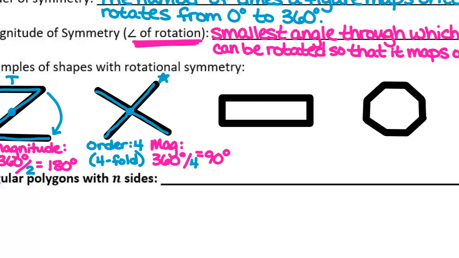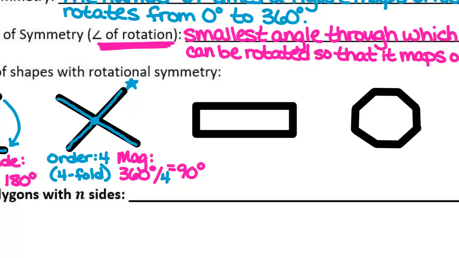All right. What about this rectangle shape? Do you think that has rotational symmetry? Yes. How many times do you think I can rotate it until I get back to where I started? Twice, yes. Let's trace around it.